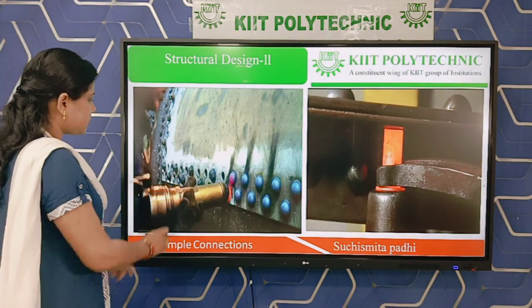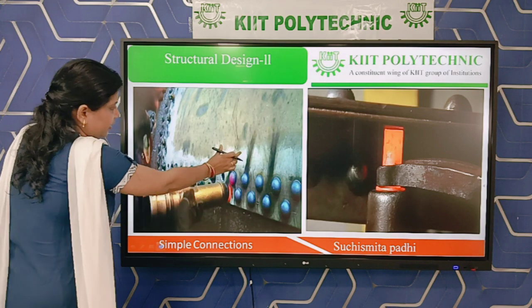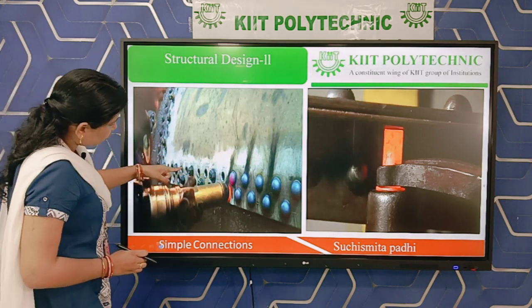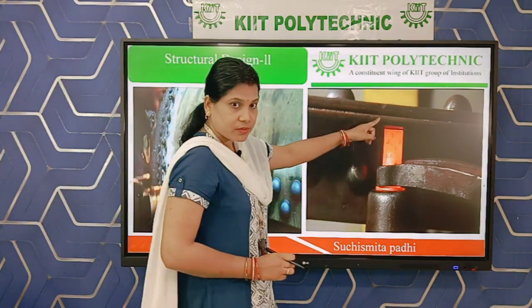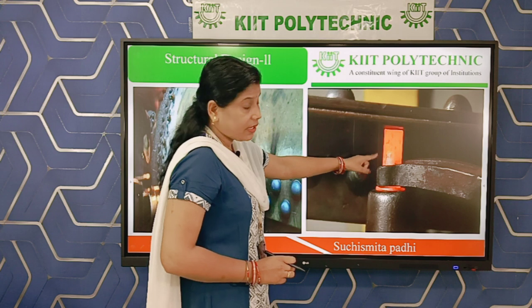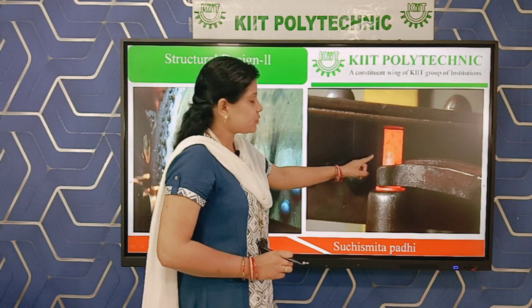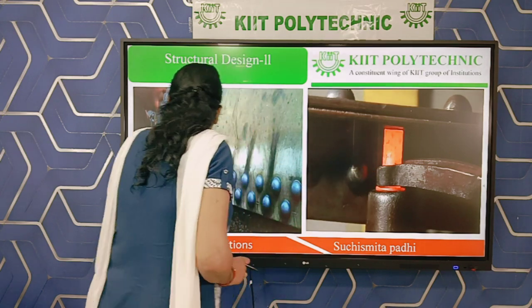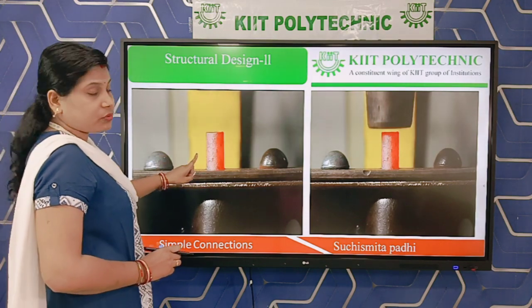So first step, see, here some holes are there, two members are there also. This is one member and this is another member. First we have to make holes. Then in the second stage, we have to insert the rivet into that hole. This figure shows hot driven rivet because it is heated before insertion. That's why the color is red. Okay. So third step, here the rivet is inserted into the hole.